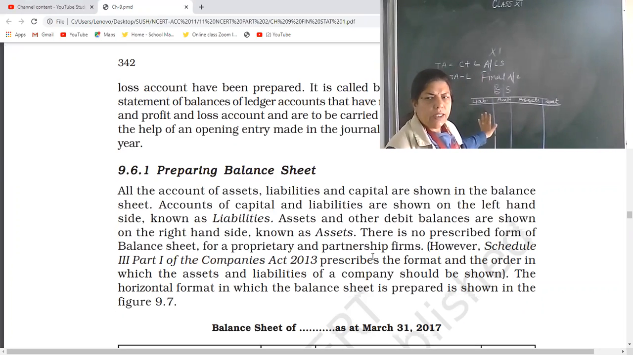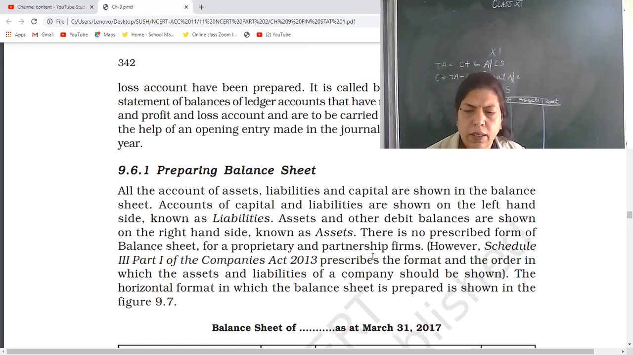Okay, so it is divided into two parts: liabilities and assets, amount and amount. Left side is for liabilities, right side is for asset. For sole proprietor and partnership, there is no prescribed format. We can prepare it in this way, as horizontal, but in class 12, you will get the balance sheet of the company according to Schedule 3, according to the Amendment and Companies Act 2013.